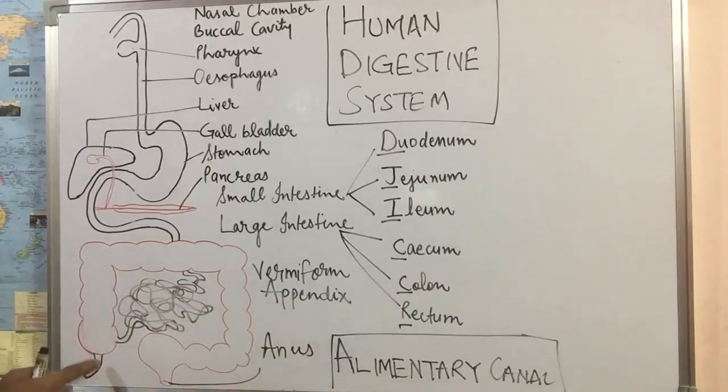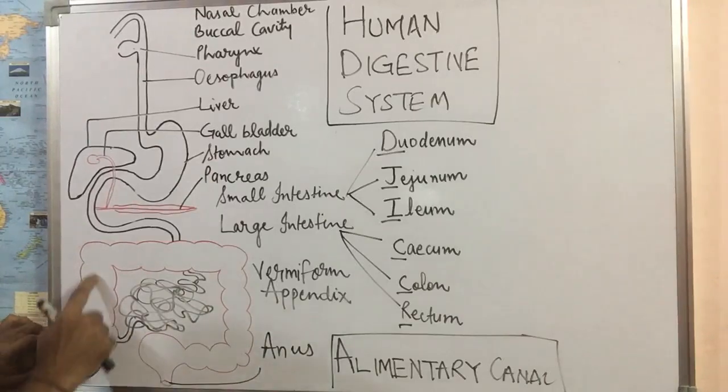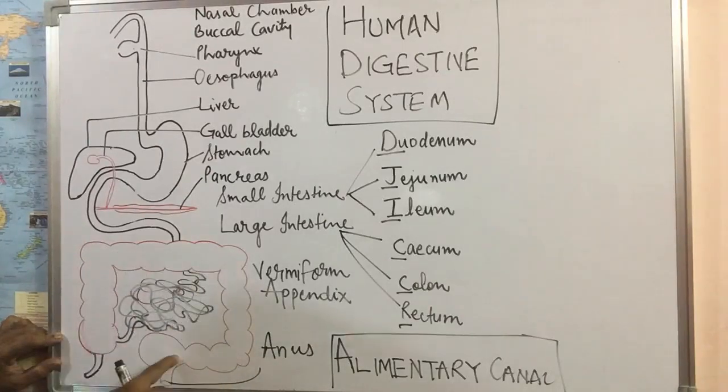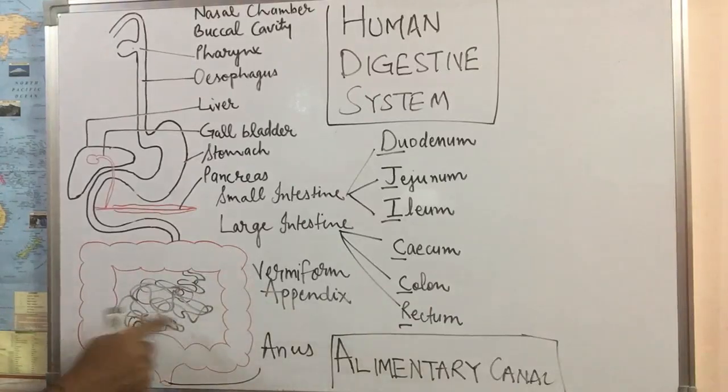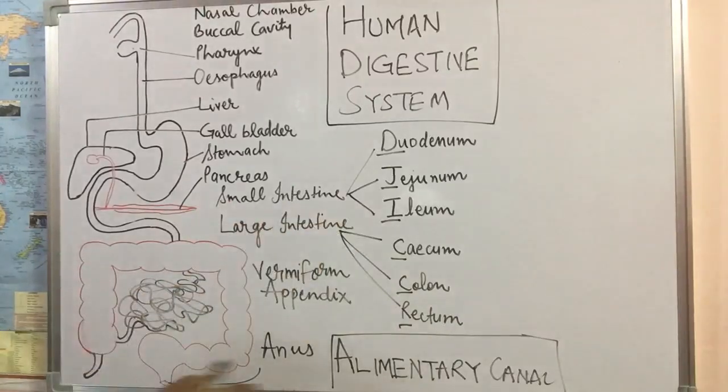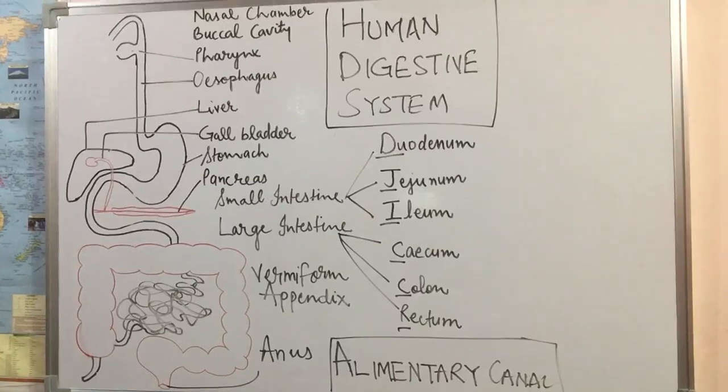This is known as cecum. Then this whole part is known as colon, and the last one is rectum. And this is the rectum of the large intestine, and in the end we have the anus. So this was a general intro about the human alimentary canal. We will discuss it one by one, the main parts of the human alimentary canal.